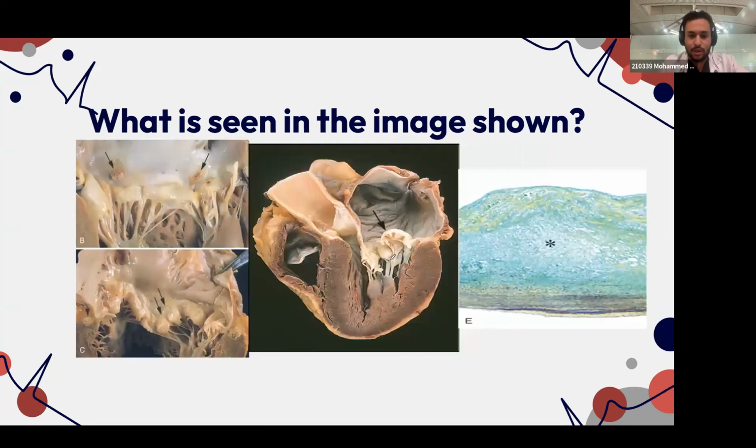Now can someone tell me what's in this image? In all of the images. Mitral valve prolapse. Good. So this is mitral valve prolapse. And this is ballooning of the mitral valve. You can see here, this is ballooning. You have some thrombotic areas over here, and you have here again the ballooning appearance.